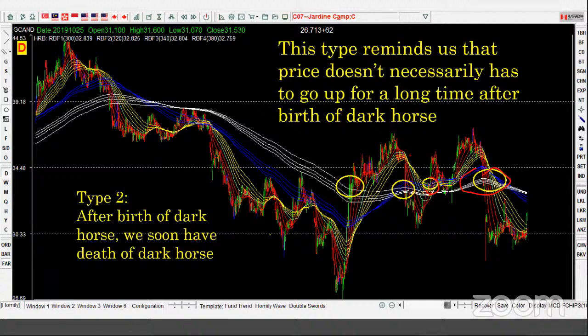We don't really have a big rally. So no method gives you 100% accuracy rate or success rate. You need to know that. Okay. And also I want to mention again, for birth of the horse, the two basic conditions you need to know. The first condition is the Y lines change direction from long-term downward to flat, right? That is the first condition for birth of the horse.